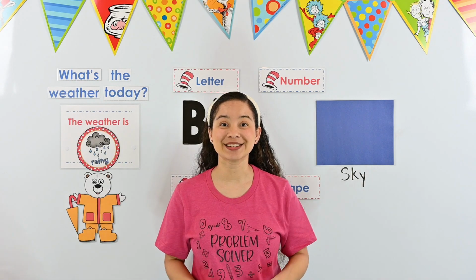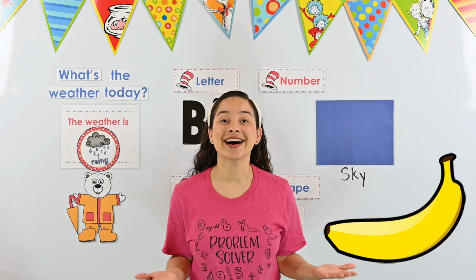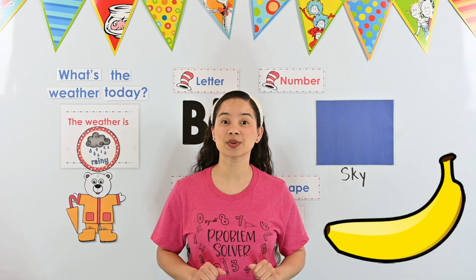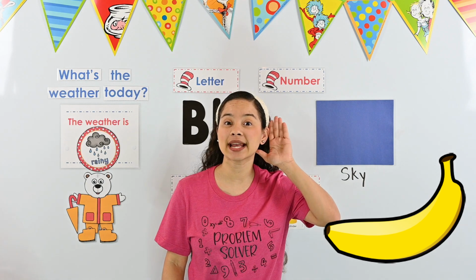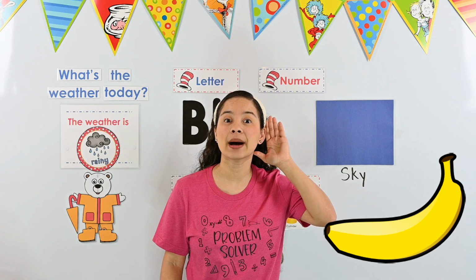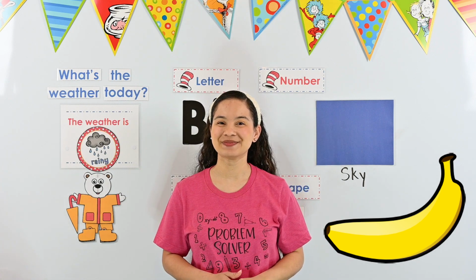Perfect. Let's look at our next picture. I see a banana. I know that banana starts with the letter B because I hear the B sound at the beginning. Listen, banana, B, B, banana. Did you hear the B sound?